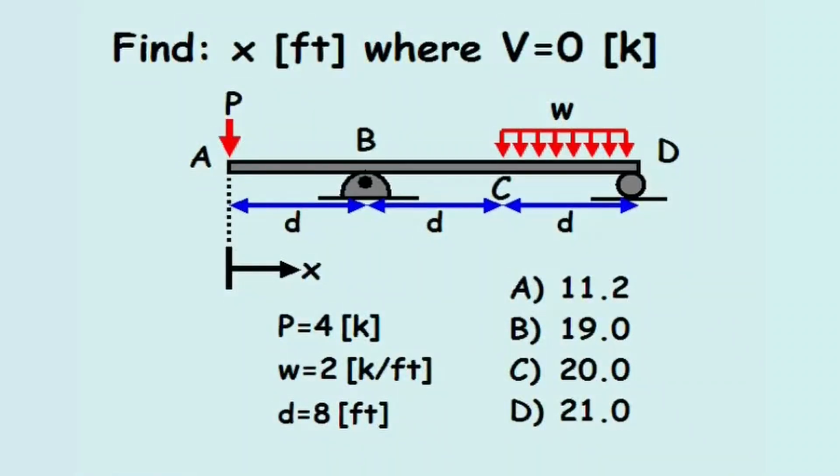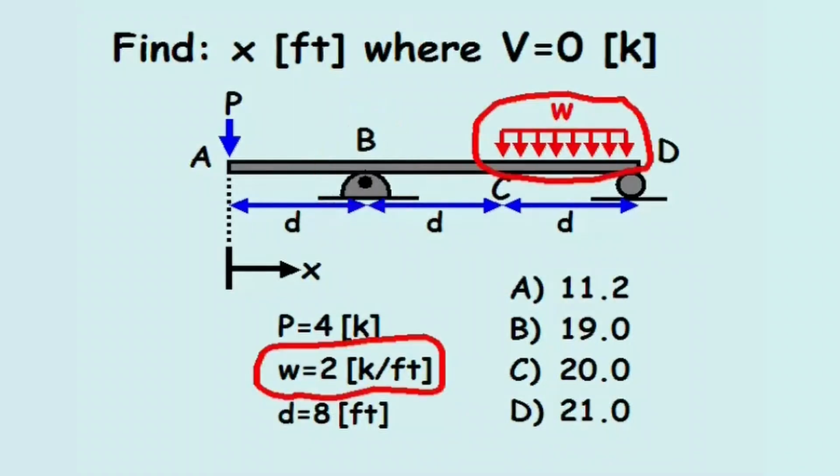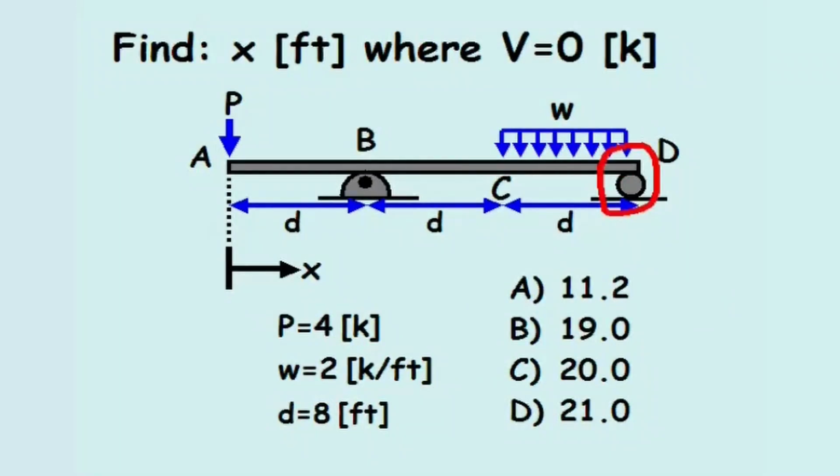Find the length x along beam AD where the shear equals 0 kips. In this problem, the beam AD includes a point load P of 4 kips at point A, a pin connection at joint B, a continuous load W of 2 kips per foot from point C to joint D, and a roller connection at joint D.